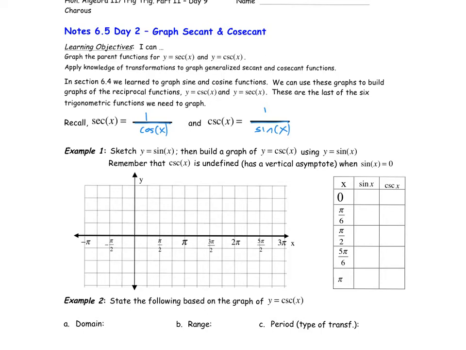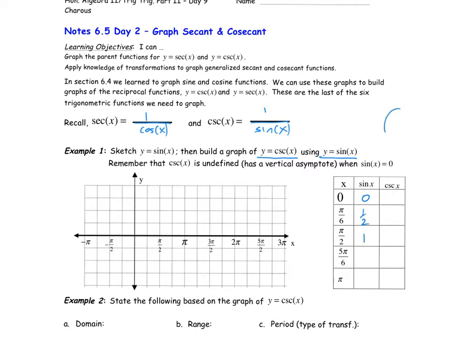6 trigonometric functions. We're going to begin by graphing cosecant x, and we're going to do that using the graph of sine x. So on the right here, I have a little table, and we're going to put some values for sine of x, and then cosecant will be those reciprocal values. So let's begin. So we know that sine of 0 is 0. Sine of pi over 6 is 1/2. Sine of pi over 2 is 1.